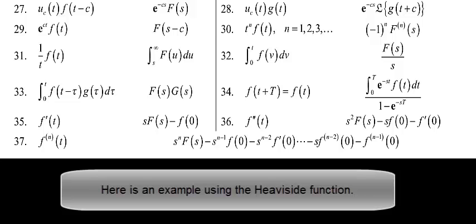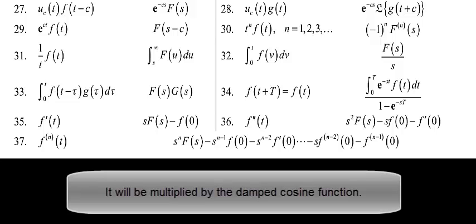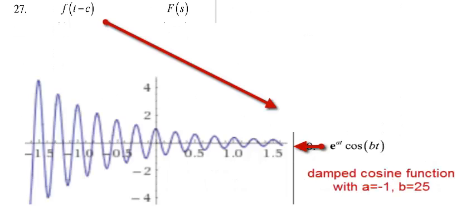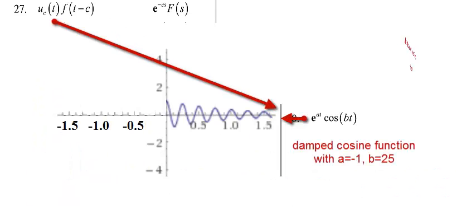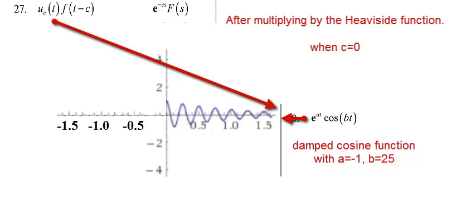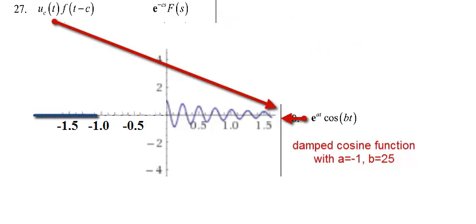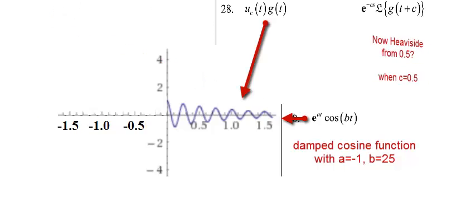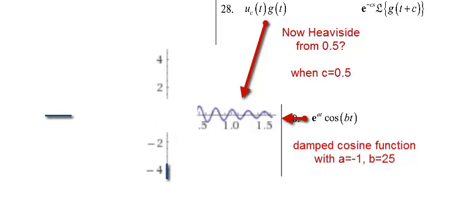Here is an example using the Heaviside function. It will be multiplied by the damped cosine function with a equals negative 1, b equals 25. After multiplying by the Heaviside function, c equals 0, we see that the resulting function has a value of 0 prior to t equals 0. Now the Heaviside from 0.5. 0 is the function before 0.5.